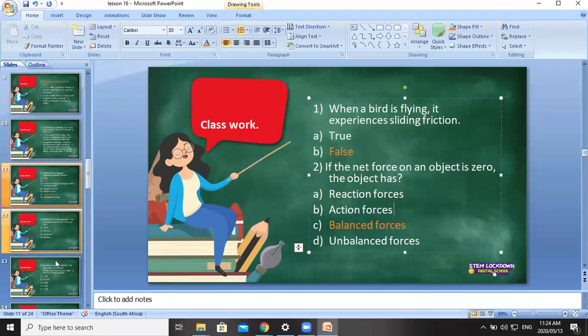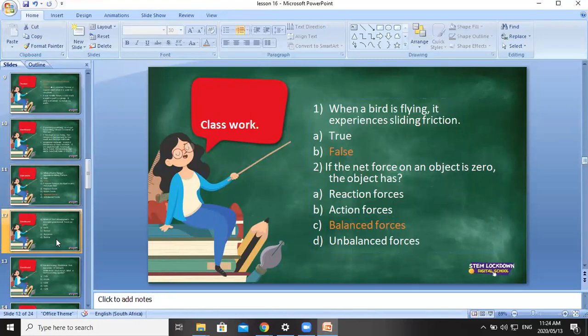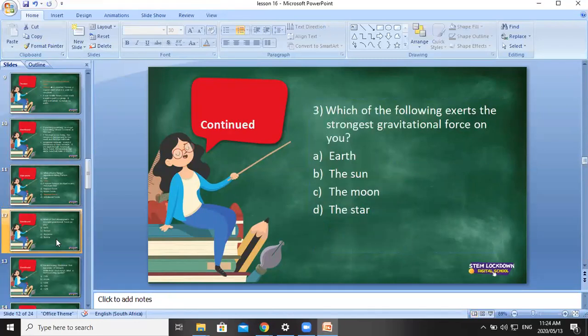Let us look at this one. Which of the following exerts the strongest gravitational force on you? The earth, the sun, the moon, or the star? Which one?